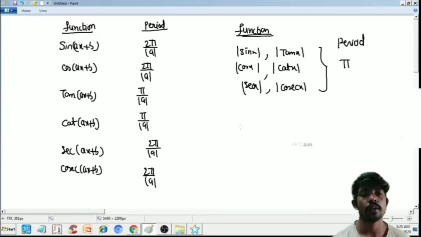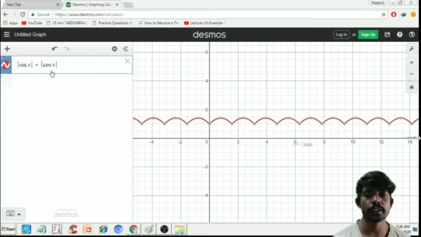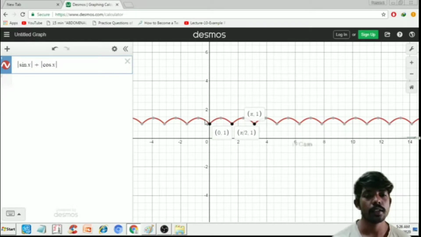Now here, modulus of sin x plus modulus of cos x. What is the period of this? Let me show you that. Modulus of sin x plus modulus of cos x, this is the graph of the result. Now here, 0 to pi by 2, 0 to pi by 2, again repeating the same cycle to pi. That means the first cycle is repeating continuously. That means the period of modulus of sin x plus modulus of cos x is pi by 2 from the graph itself.